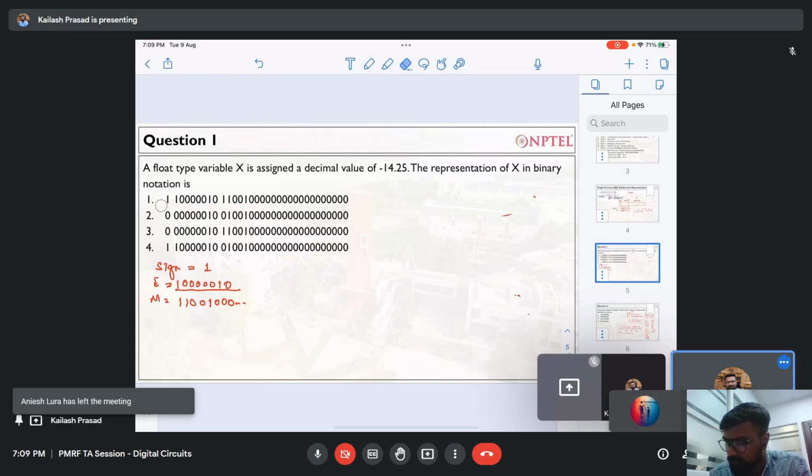This is the number, and what I have to do is convert this into 14.25. Let's see how to do that.